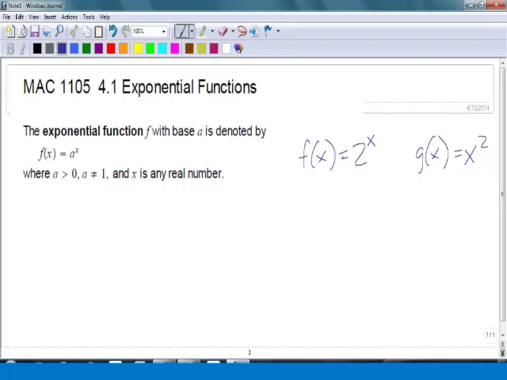An exponential function f with base a is denoted by f of x equals a to the x power. We'd like x to be any real number. We'd really like the domain of our exponential functions to be the set of all real numbers, the graphs to go all the way to the left, all the way to the right, and in fact not even any discontinuities, no gaps or holes in the graphs.